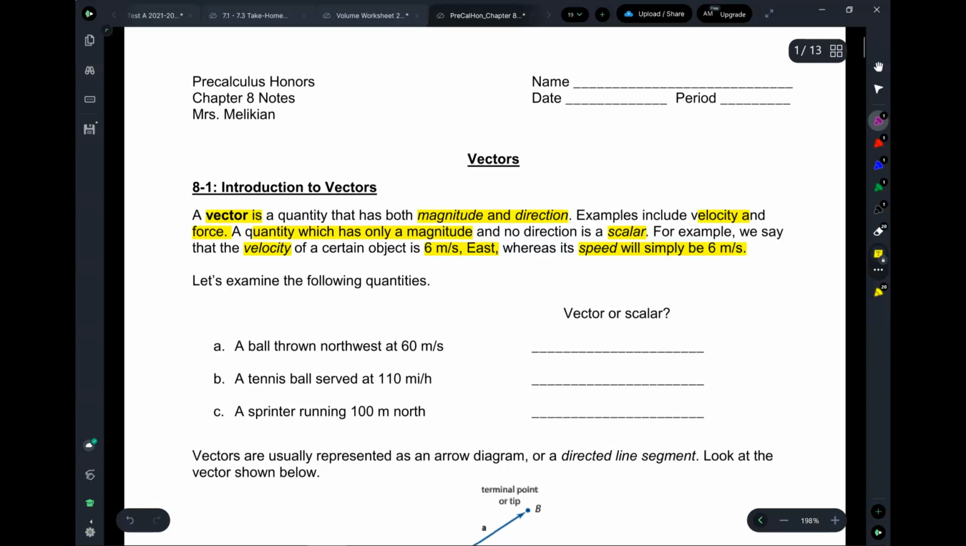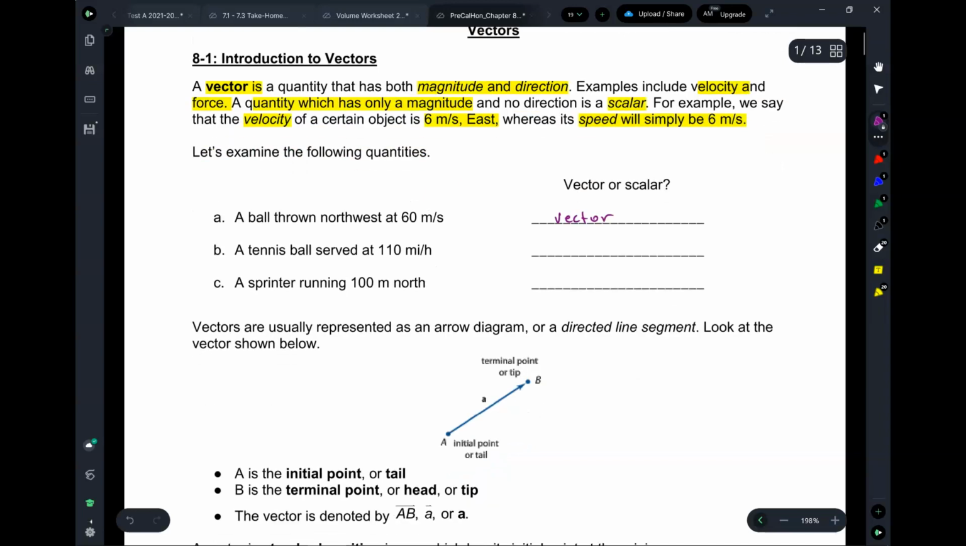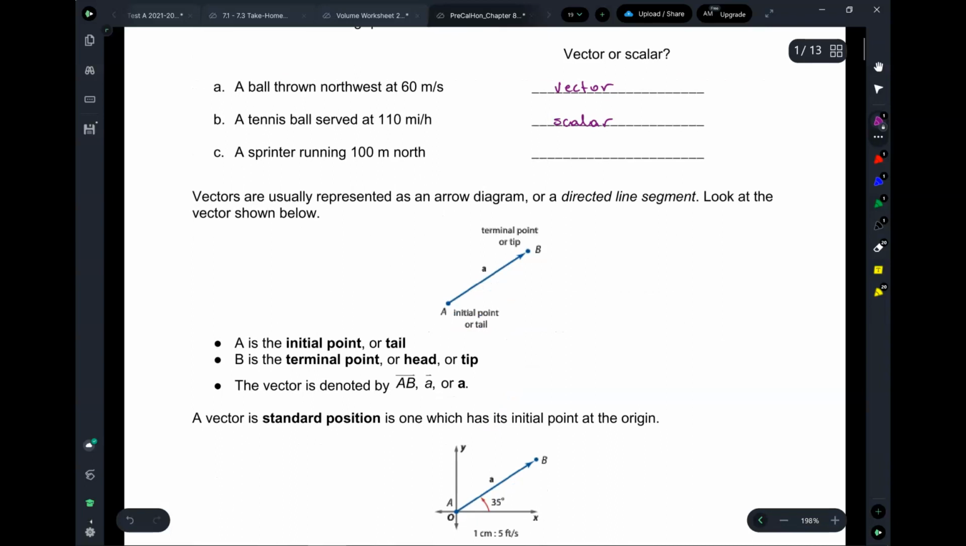Okay? All right. So take a look here. Let's see if these are vectors or scalars. A ball is thrown northwest at 60 meters per second. Vector. How about the next one? A tennis ball is served at 110 miles an hour. Scalar. How about a sprinter running 100 meters north? Vector.